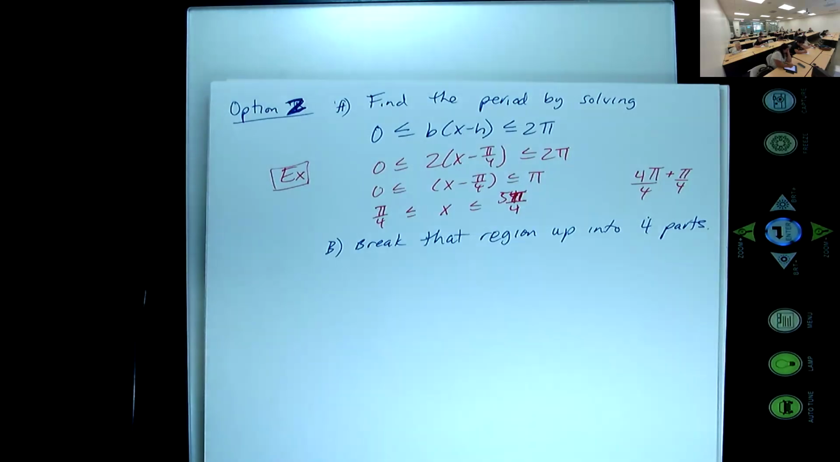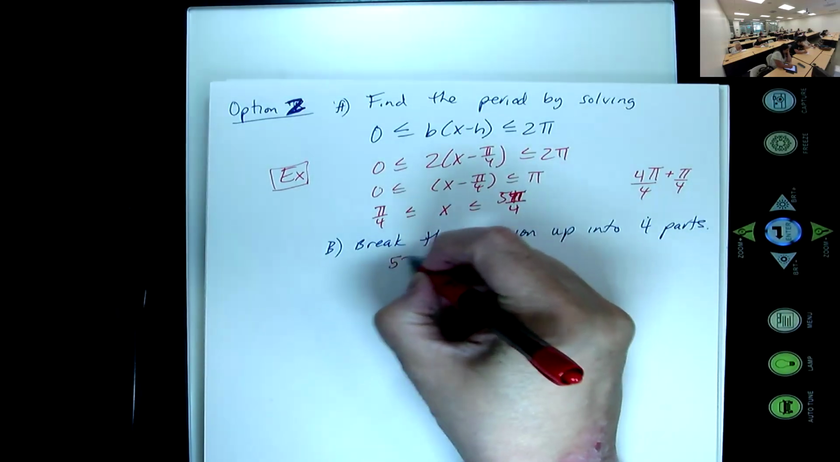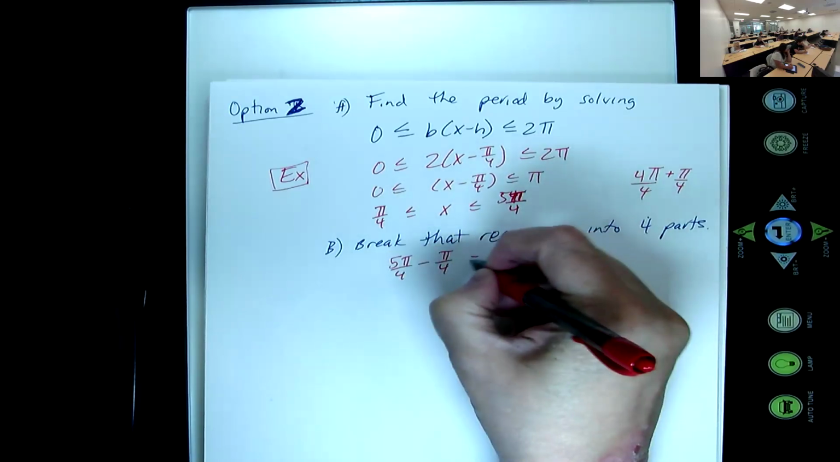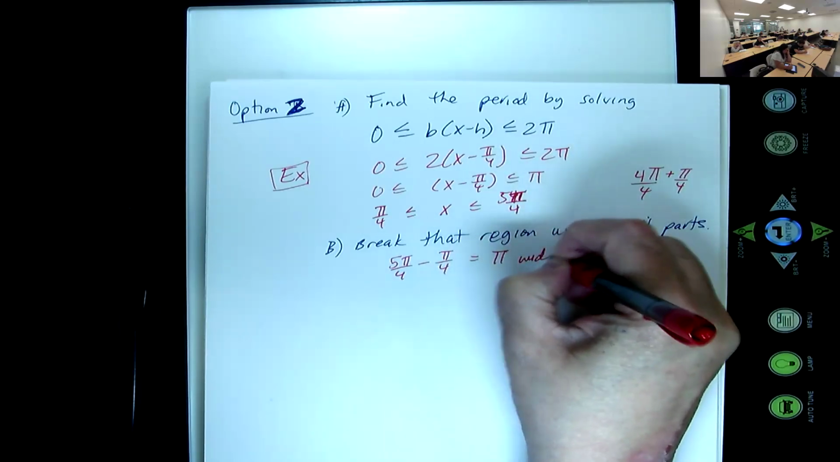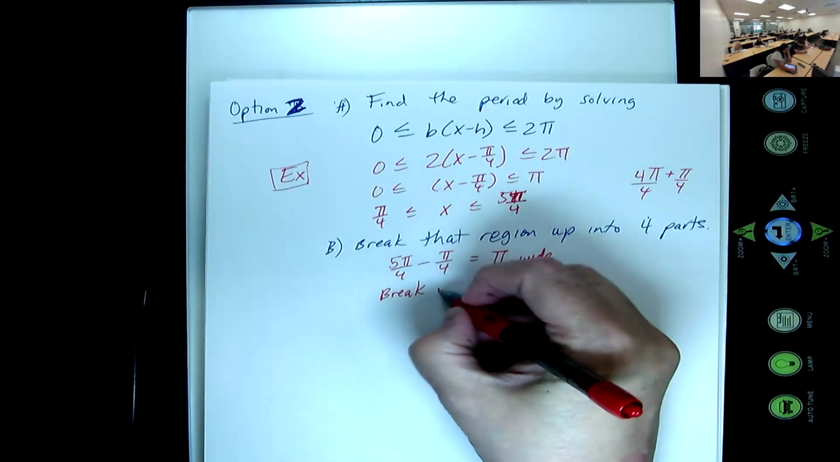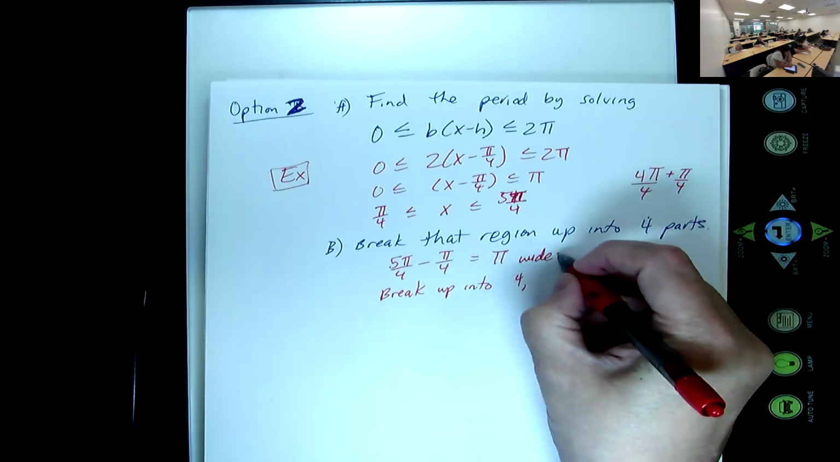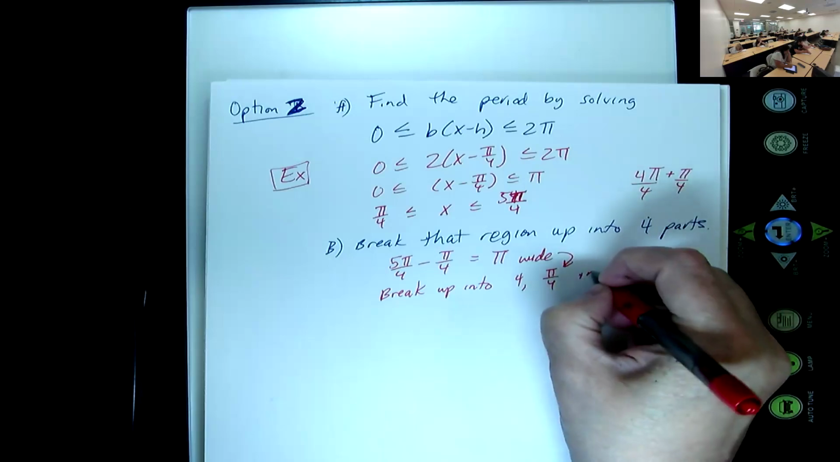The way I would do this, continuing the example: take the larger one and subtract the lower one to find out how wide it is. So it's pi wide. To break it up into 4, I have to do this thing divided by 4 increments.